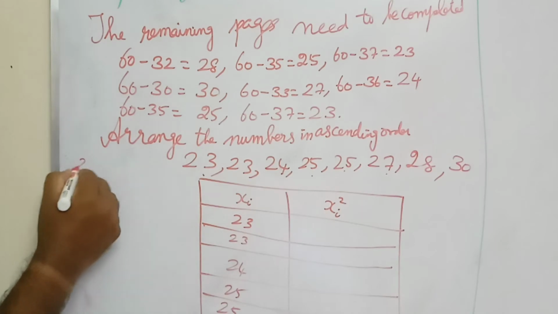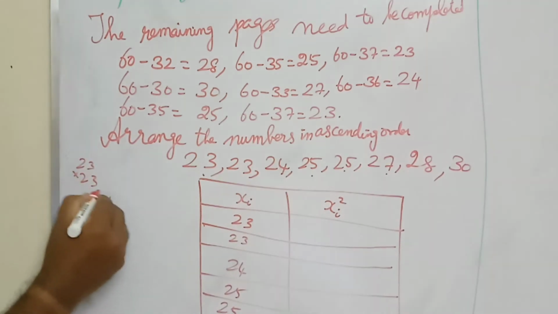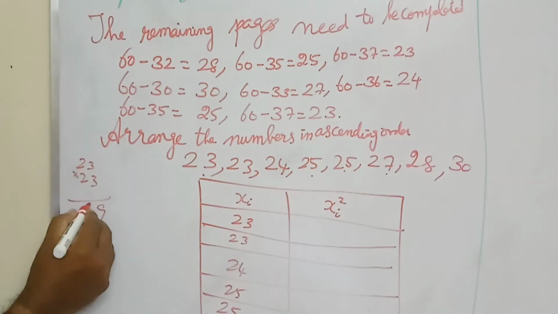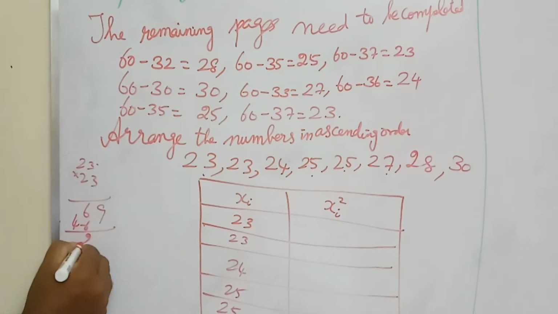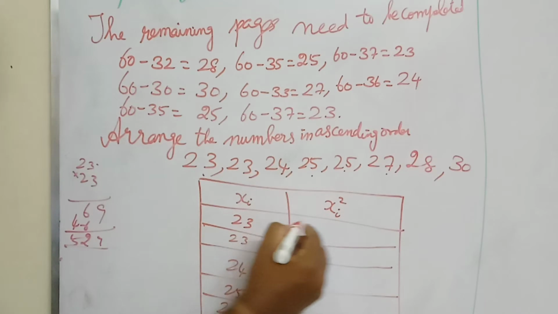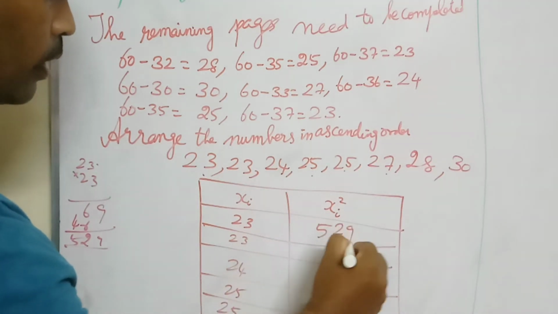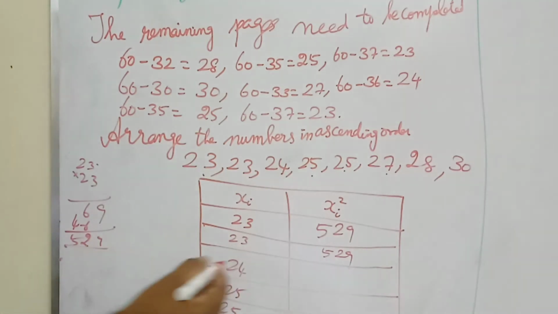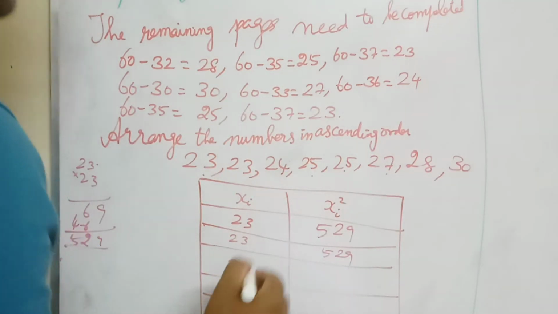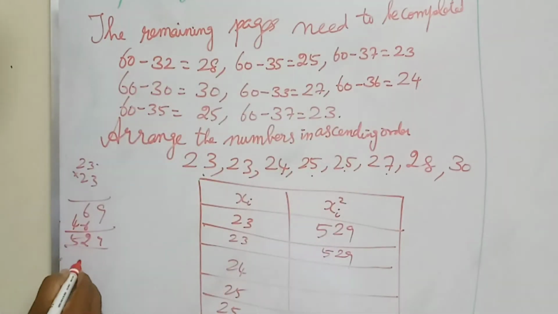23. 23 square is how much? 23 into 23. 3 3s are 9. 3 2s are 6. 3 2s are 6. 2 2s are 4. So 529. The next one is 23 square. 529. 24 square is how much? 576. So 24 into 24. 576.